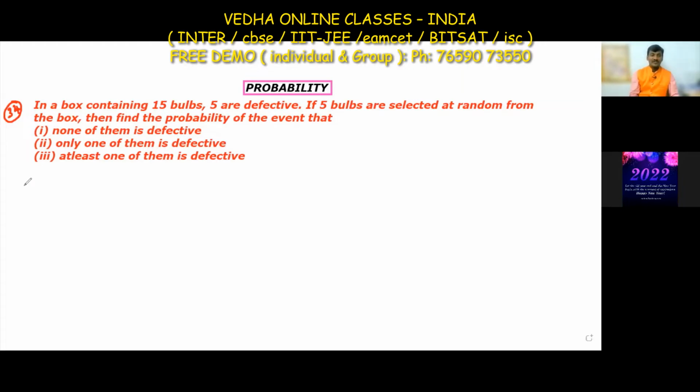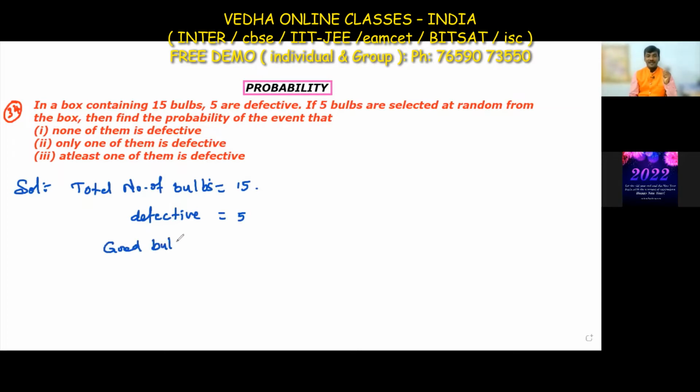So what is the given data here? Total number of bulbs is equal to 15. How many bulbs are defective? Defective bulbs are 5. And how many good bulbs are there? Good bulbs is equal to 15 minus 5, which is equal to 10.